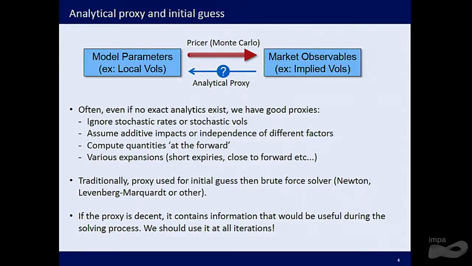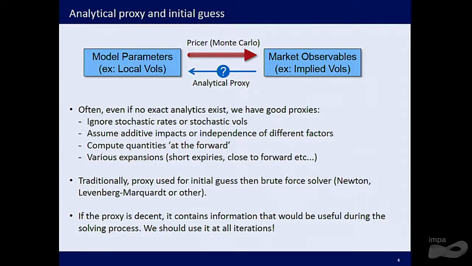And often we have some decent proxies to try to get an approximation. We can ignore certain things, ignore stochastic rates or even stochastic vol. We could assume all sorts of additiveness, maybe when it's not perfectly true. We could compute quantities at the forward, etc. There's a whole bunch, and lots of very strong people in the market. Some of them in this room have spent a lot of time doing this.